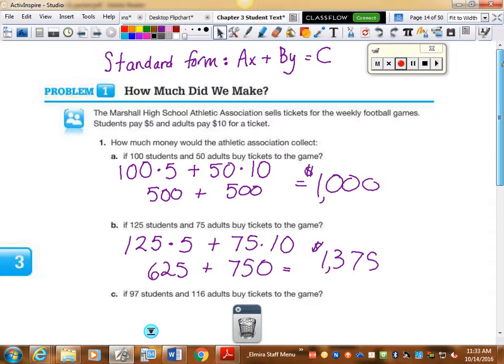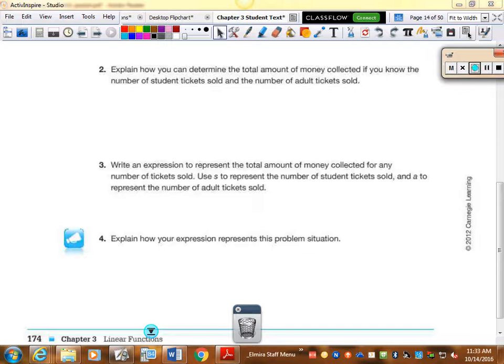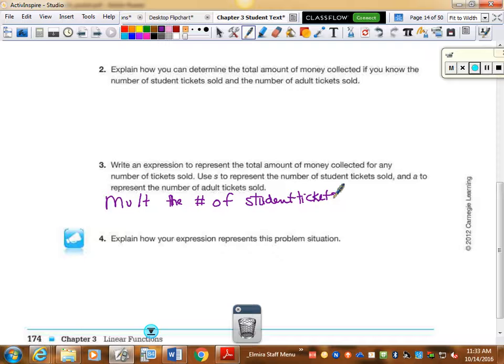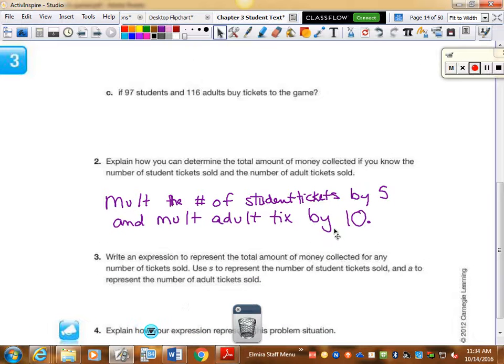And what we're leading toward is noticing, let's see, explain how you can determine the total amount of money collected if you know the number of student tickets and you know the number of adult tickets. Okay, well, that's pretty simple. You multiply the number of student tickets by 5, and you multiply adult tickets by 10. Okay? Crap, I wrote that in the wrong spot. Let me move that. There we go. That was supposed to be question 2. My bad.